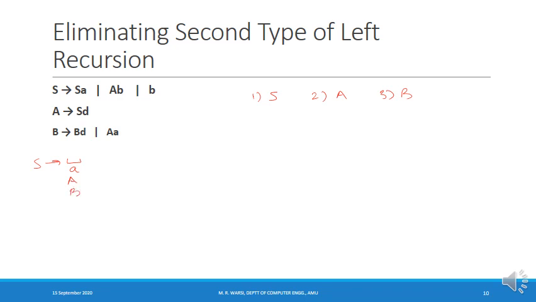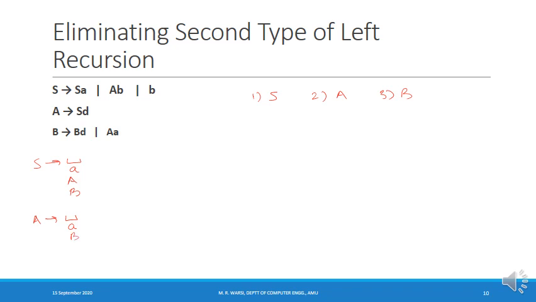When I process the production of the variable capital A, what is the goal that we have to achieve? The right hand side can either begin from a terminal symbol or from a variable which is later in the order than capital A. And there is only one variable, capital B, which is later in the order, so the right hand side can either begin from a terminal symbol or from the variable capital B.